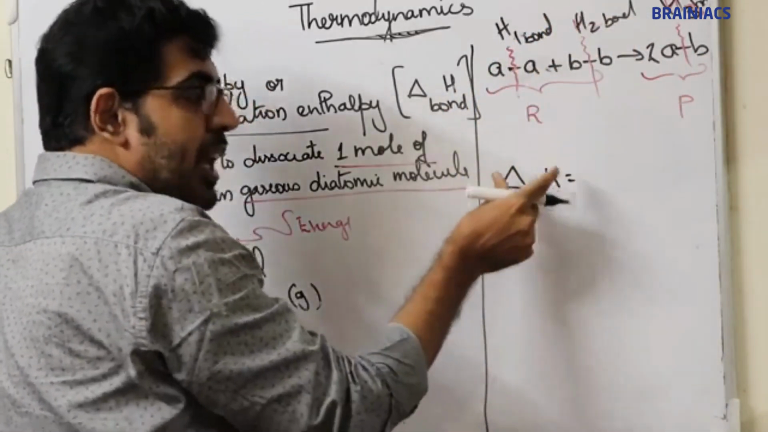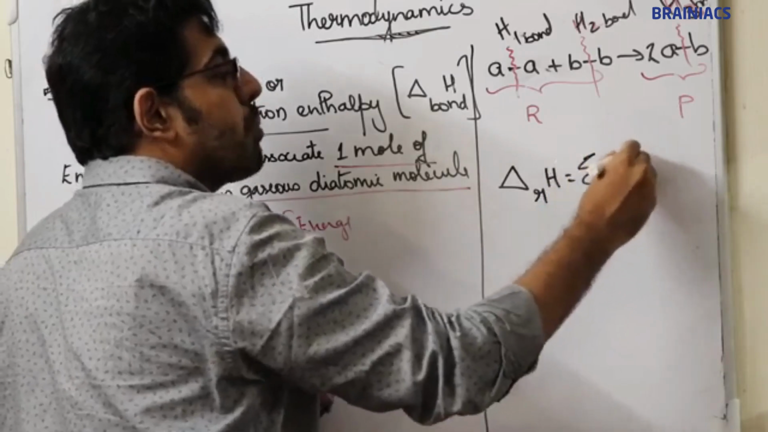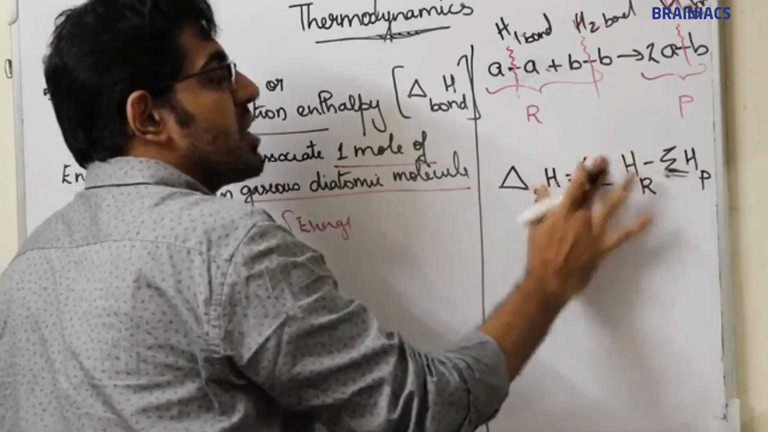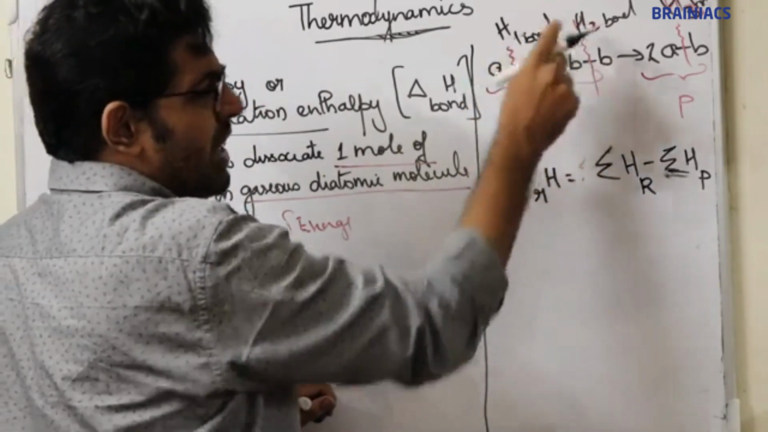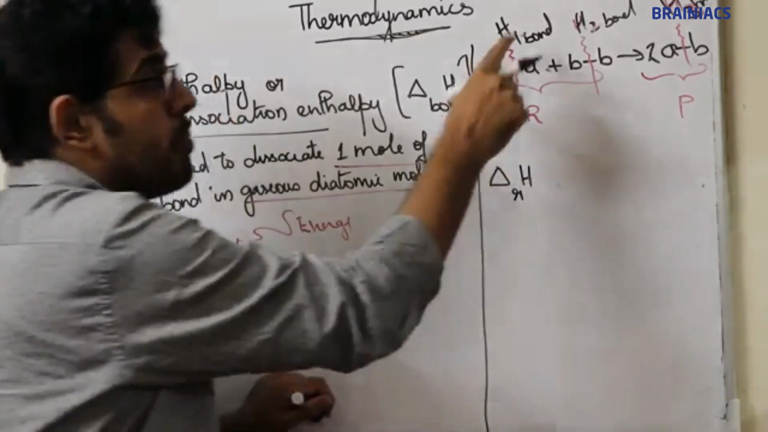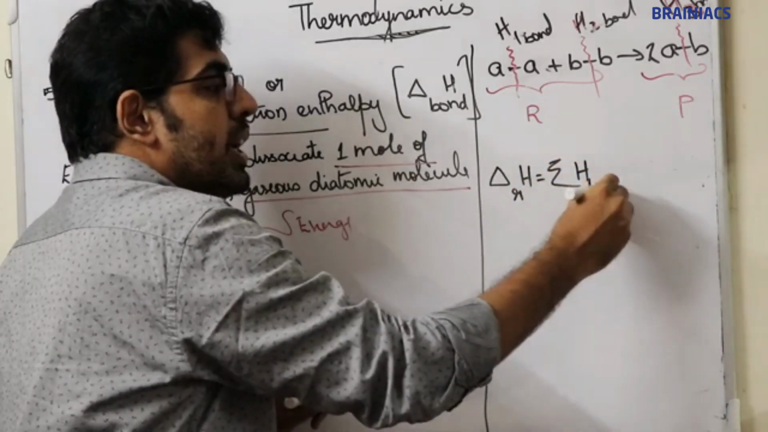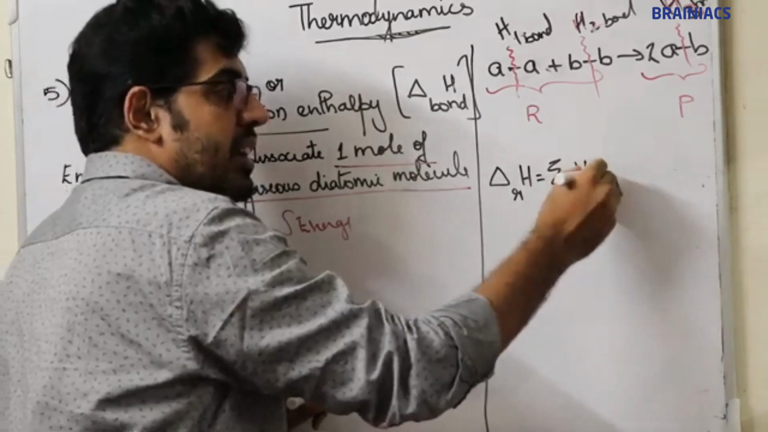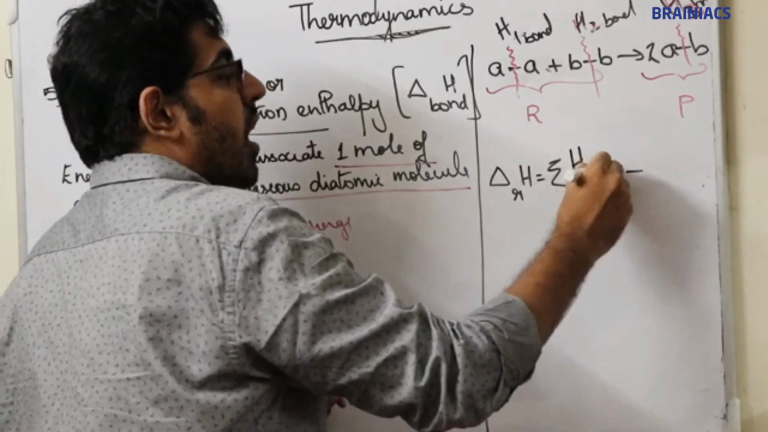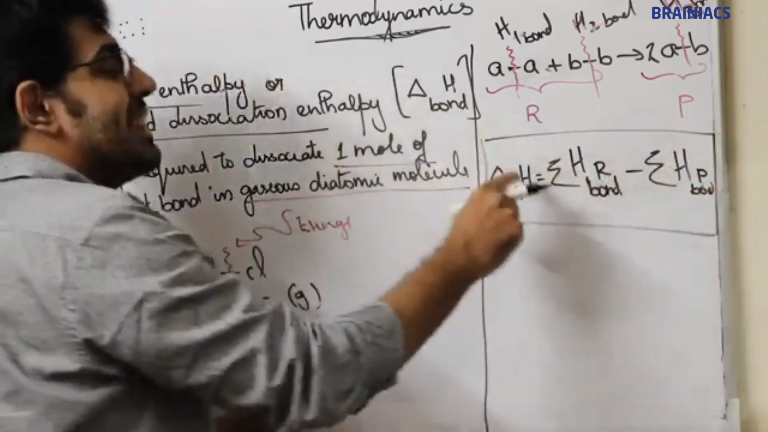Now, the equation to calculate enthalpy of reaction from bond dissociation enthalpy is the summation of enthalpy of reactants minus the summation of enthalpy of products. Sorry, once more. If you want to calculate enthalpy of reaction from bond dissociation enthalpy, the equation is: enthalpy of reaction is equal to the bond enthalpy of reactants minus the bond enthalpy of products. This is the equation to calculate enthalpy of reaction.